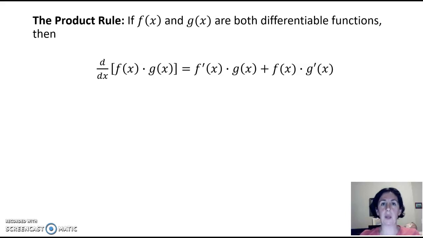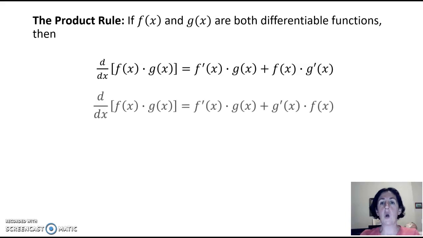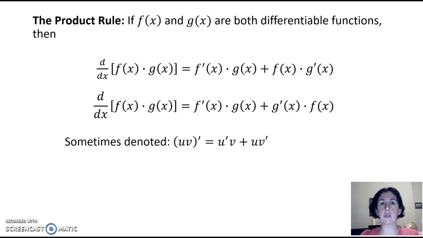Now, because multiplication is commutative and 2 times 3 is the same thing as 3 times 2, we may end up switching this order and saying that the derivative of f of x times g of x is the derivative of f times g plus the derivative of g times f. Sometimes we'll denote this that if we had u times v and we were taking its derivative, it would be u prime v plus u v prime. Or again, we can switch that u and v prime. So that's a little shorthand if you want to use that.